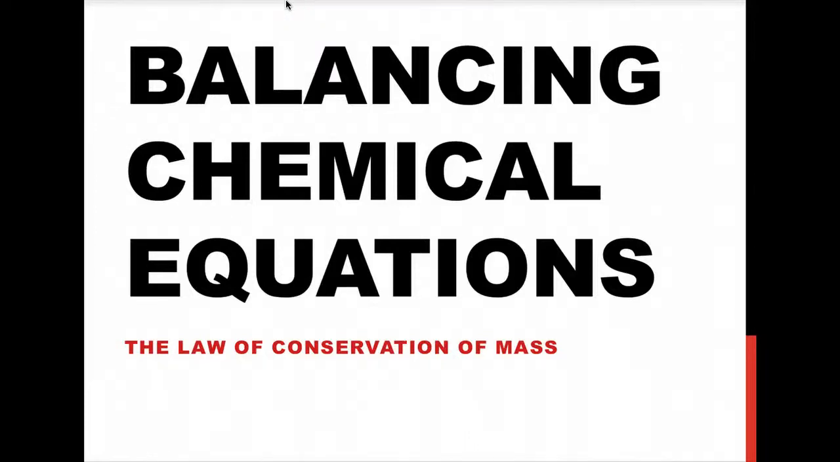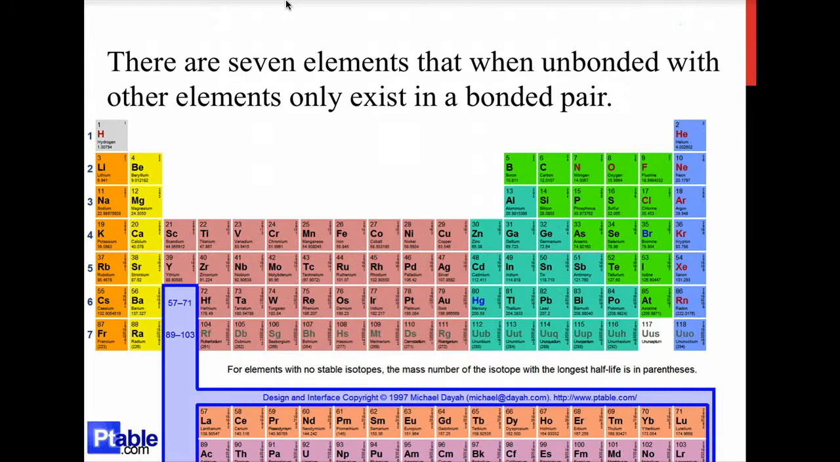Okay, for this next video, we're going to talk about balancing chemical equations, and this is looking at the law of conservation of mass. Well, before we get started, we need to know that there are 7 elements that, when they're unbonded with other elements, exist in a bonded pair.